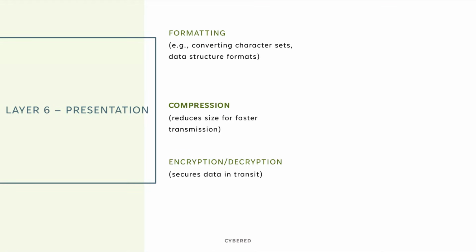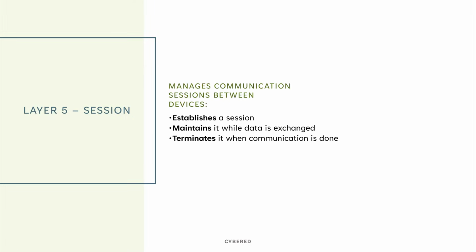Layer 6, presentation, is responsible for how data is presented to the network and the receiver. Formatting: converting character sets and data structure formats. Then compression, which reduces size for faster transmission. And then we have encryption and decryption, which secures data in transit. PDU is still data. Layer 5, session, manages communication sessions between devices. It establishes a session, maintains it while data is exchanged, and terminates it when communication is done. PDU remains data.